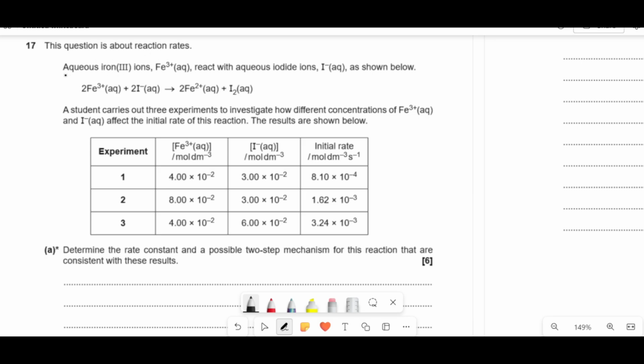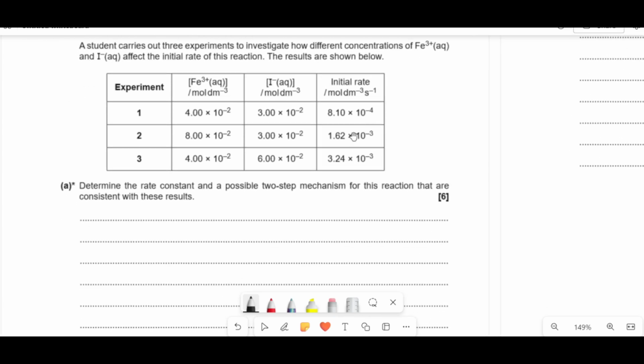So this question is about reaction rates. Aqueous ions Fe3+ can react with this as shown below. A student carries out an experiment to determine how the different concentrations affect the initial rate, and the results are shown. It says determine the rate constant and then determine a two-step mechanism for the reaction that's consistent with these results. So what we're going to do is work out the orders first by comparing them.